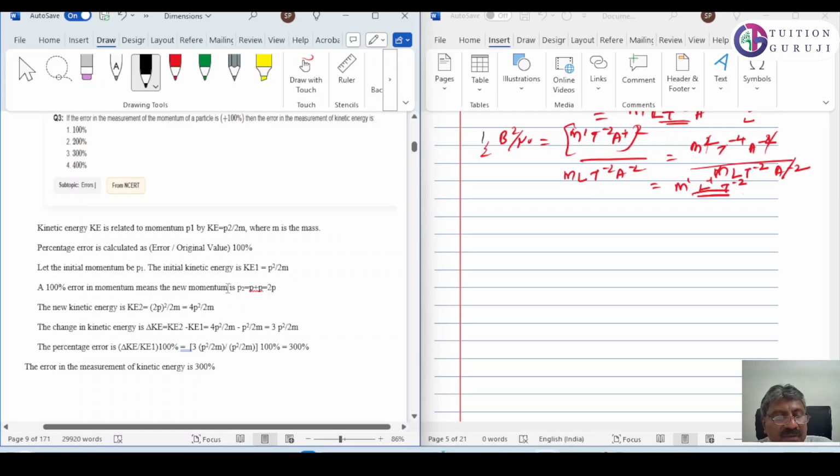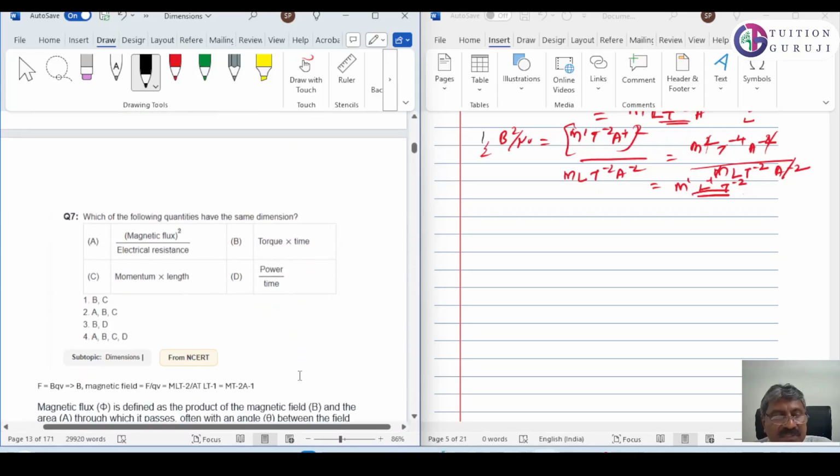If you take the difference, 4p square by 2m minus p square by 2m, you will get 3p square by 2m. So the percentage error is delta KE by KE into 100, which means 3 p square by 2m divided by p square by 2m, into 100, is 300%. The error in measurement of kinetic energy is 300% here.